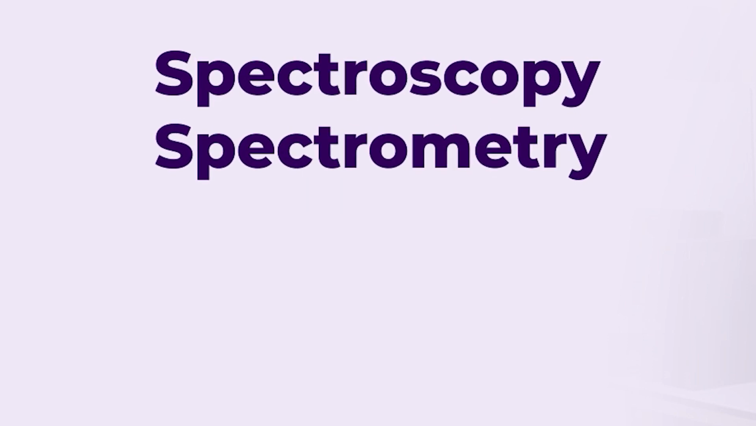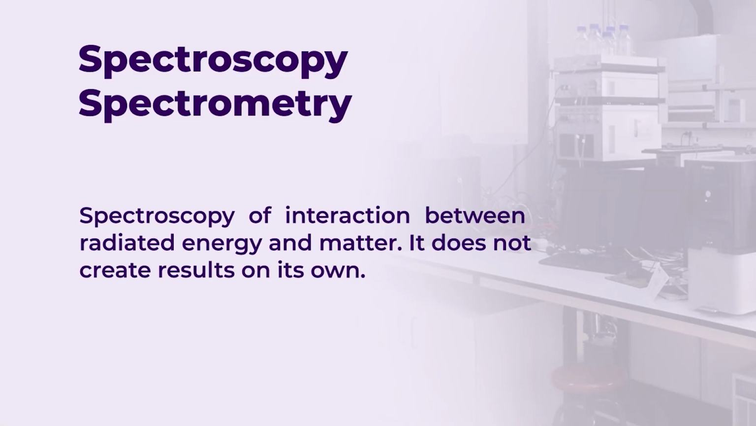Now let's talk about spectroscopy and spectrometry. Remember, often people mention both without understanding the difference between the two. Spectroscopy is nothing but the study of interactions between matter and light, the radiations. When radiations are falling on the material, the interaction between the light falling on the matter and the matter is spectroscopy. Understand that. But it does not create results. For getting results, we need spectrometry.